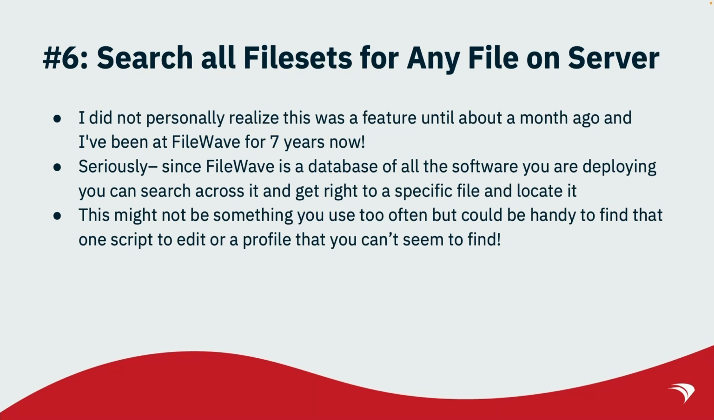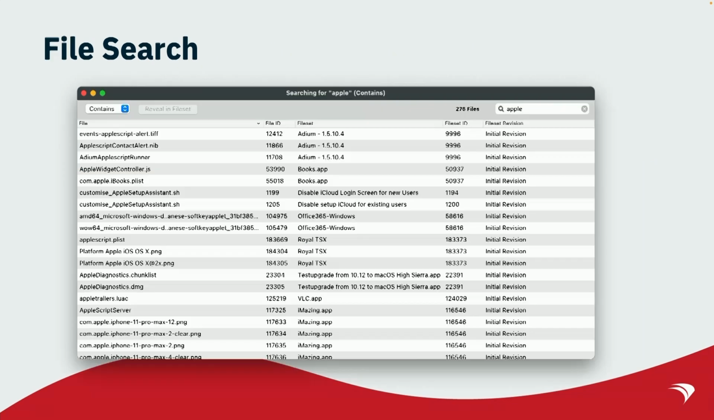Again, this is something I didn't know about. I forgot about it, it was just there. But it's very handy. This shows a quick search I did for the word Apple. You can see it's listing the different file sets that found the word Apple as part of the title. And there's a little button that says reveal in file set, which is actually nice.